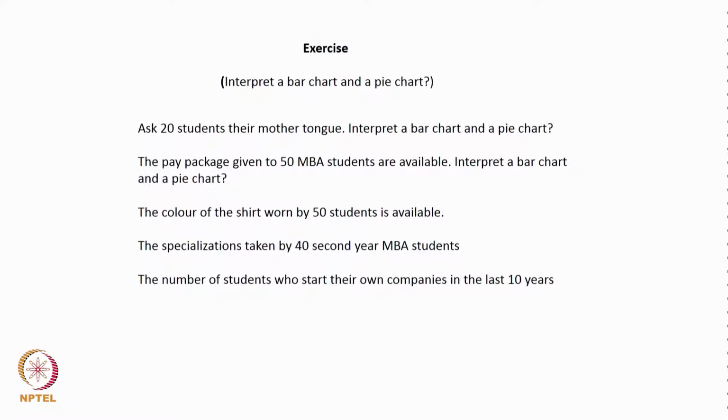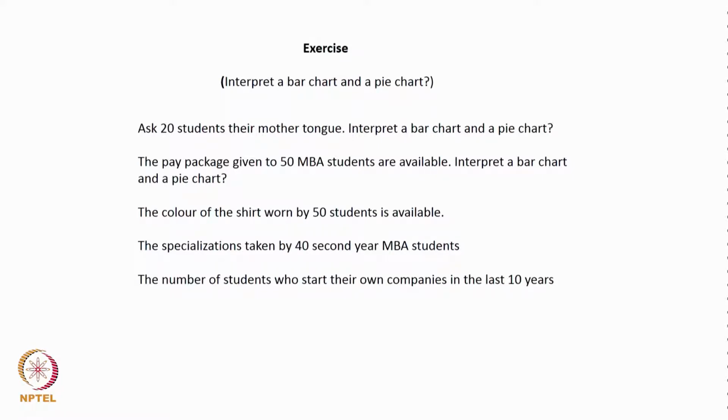Pay package given to 50 students are available, interpret a bar chart and a pie chart. Once again, I would at this point say that bar chart is a better example. However, if these 50 are going to represent a generic sample from a large population and so on, and if we generally want to conclude from this saying that 10% of them would be having a pay package of more than 20 lakhs and so on, then a pie can be used, otherwise one would use a bar chart. Color of shirt owned by 50 students is available, once again bar chart, unless we want to generalize.